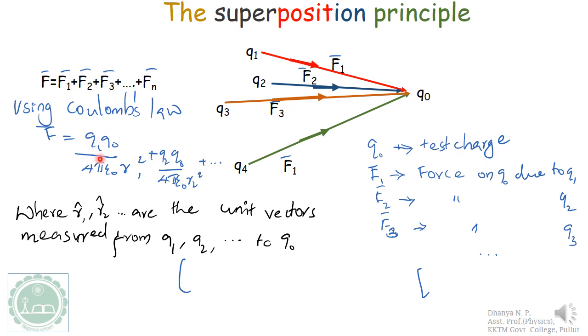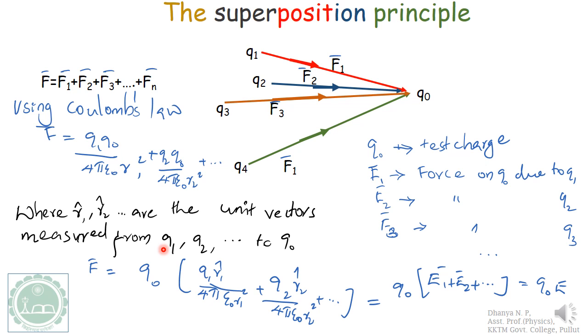Using Coulomb's law, F1 is equal to Q1 Q0 by 4 pi epsilon 0 R1 square. R1 is the distance between Q1 and Q0, and F2 is equal to Q2 Q0 by 4 pi epsilon 0 R2 square, the force between Q2 and Q0, plus etc. Where R1, R2, etc. are the unit vectors measured from Q1, Q2, etc. to Q0. Then we can take Q0 by 4 pi epsilon 0 out.